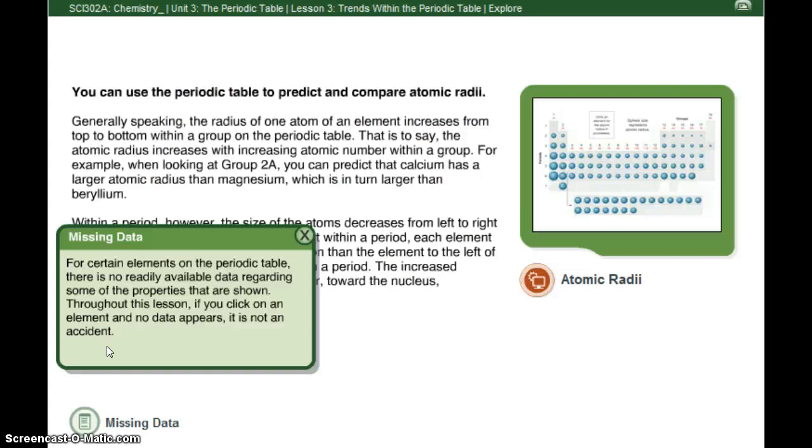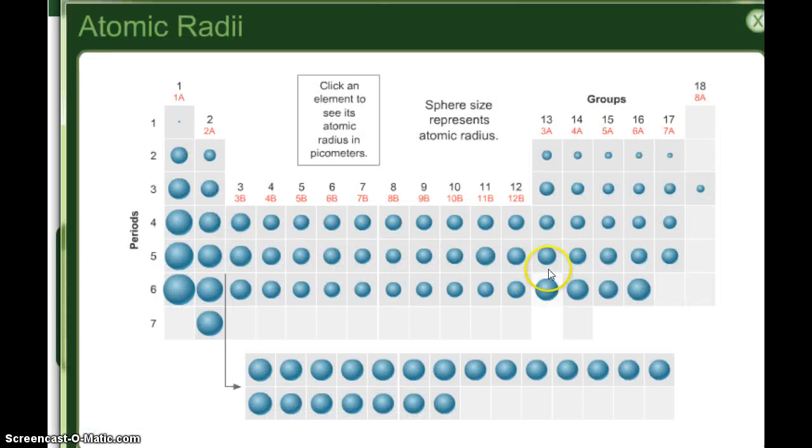Missing data. For certain elements on the periodic table, there is no readily available data regarding some of the properties that are shown, especially for the ones that are man-made. Throughout this lesson, if you click on an element and no data appears, it is not an accident. In other words, they're leaving it blank because, especially with the man-made elements that may only exist for a fraction of a second, they don't have all that information. So, other than that, you can go ahead and click on them just to remind you which element is which, but that's all it shows.